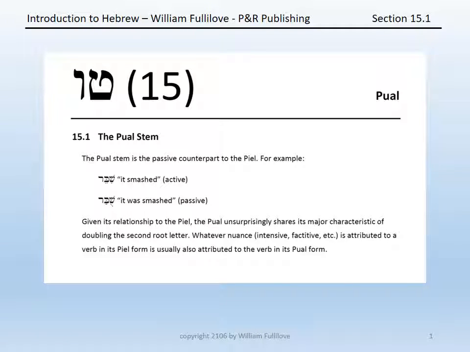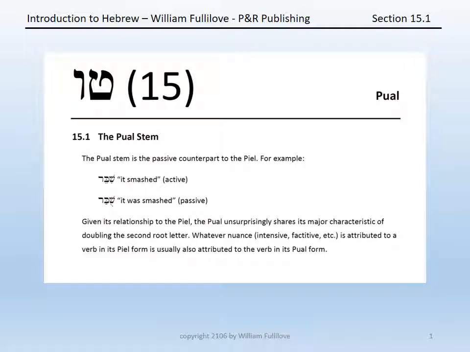In Chapter 9, we discussed the difference between an active and passive verb. In an active verb, the subject does the action of the verb. In a passive verbal construction, the subject of the sentence or clause receives the action of the verb.